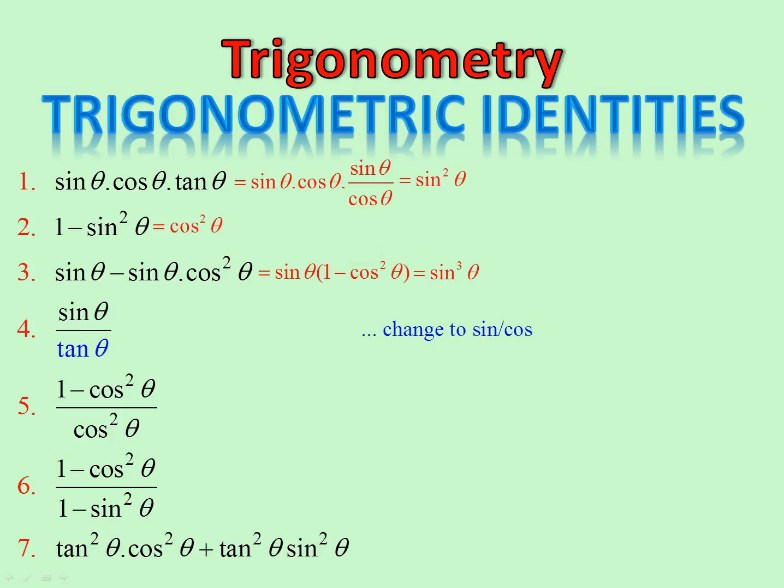Number 4. Change to sine and cos. Now remember, when you're dividing by a fraction, you multiply by the inverse. So we're going to divide by sine over cos. We're now going to do algebra. So instead of dividing by sine over cos, we're going to multiply by cos over sine. That gives us cos.